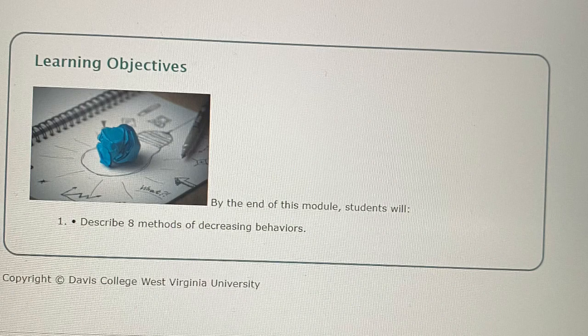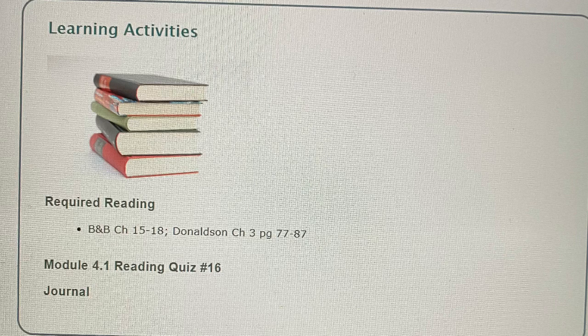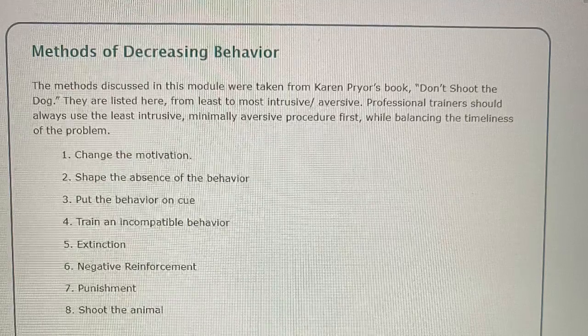Learning objectives. By the end of this module, students will 1. Describe 8 methods of decreasing behavior. Learning activities. Required reading: B&B Chapters 15 through 18, Donaldson Chapter 3, pages 77 through 87, module reading quiz, and journal: Methods of decreasing behavior.